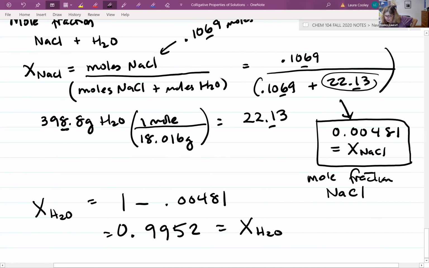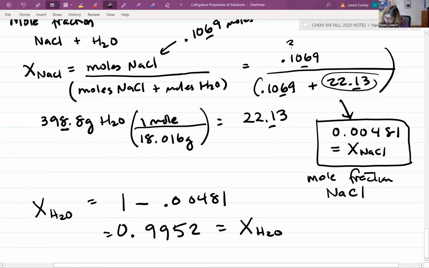Sig figs are interesting here. I think, wait a minute, I copied that wrong. It's 0.0481. No. It's 0.00481. Sorry. Okay. So it's 0.9952.